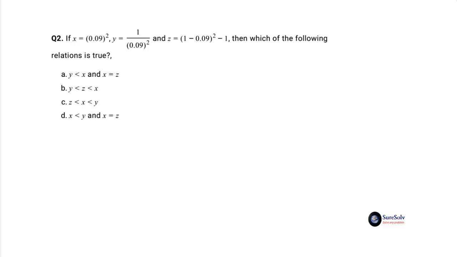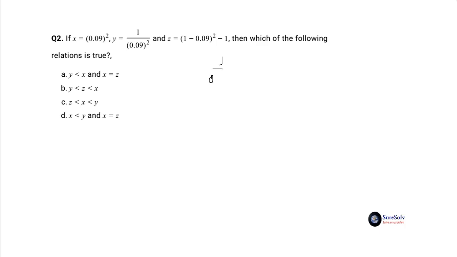Question 2 is, if x equal to 0.09 whole square, y equal to 1 by 0.09 whole square, and z equal to 1 minus 0.09 whole square minus 1, then which of the following relations is true? Option A is y less than x and x equal to z. Option B, y less than z less than x. Option C, z less than x less than y. And option D, x less than y and x equal to z.